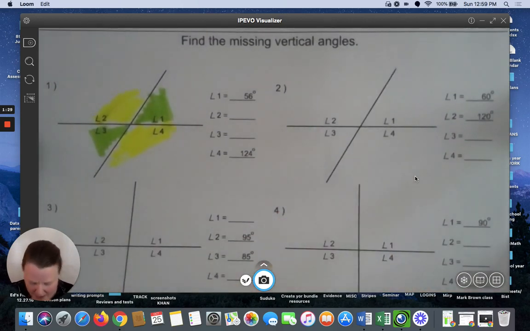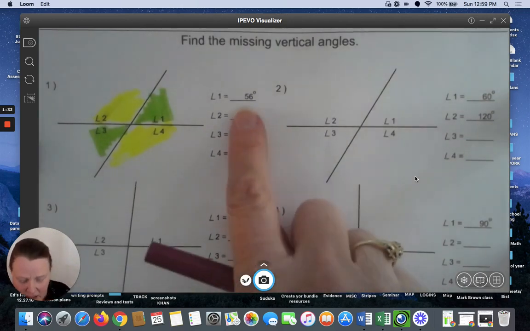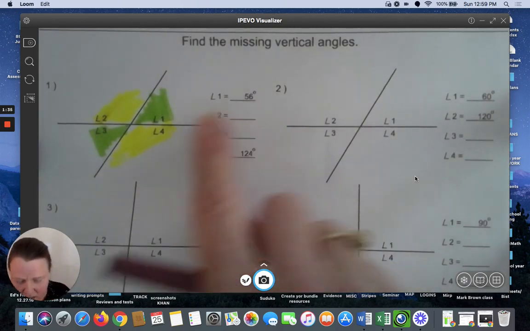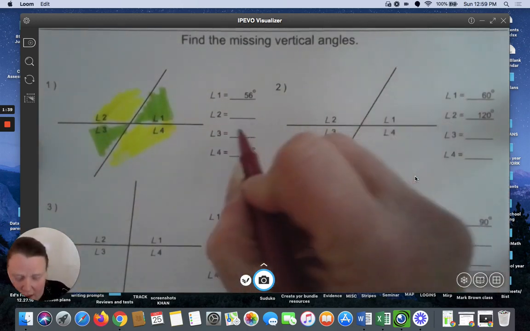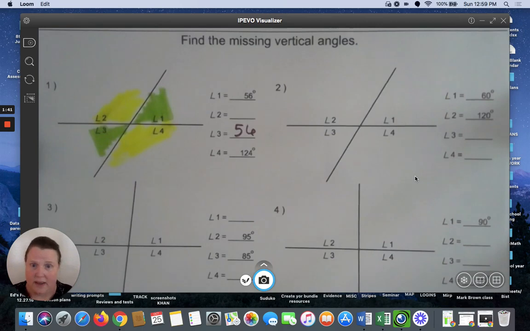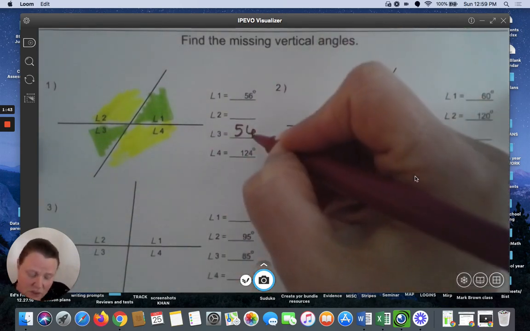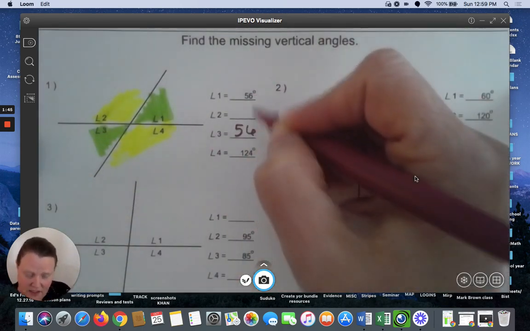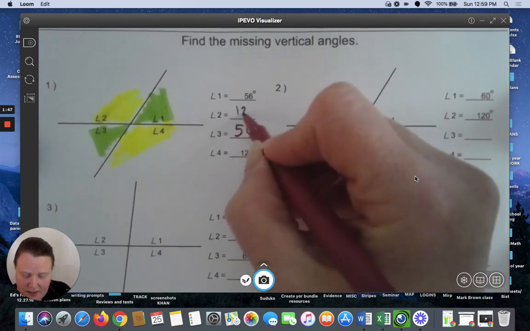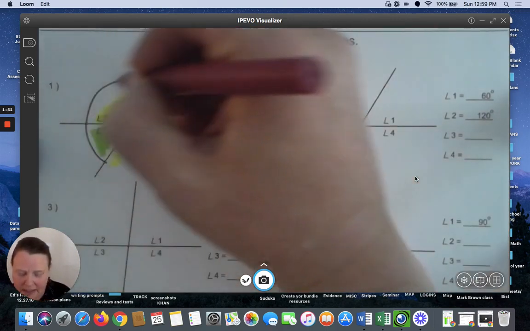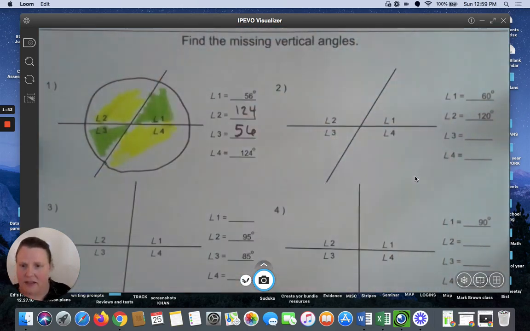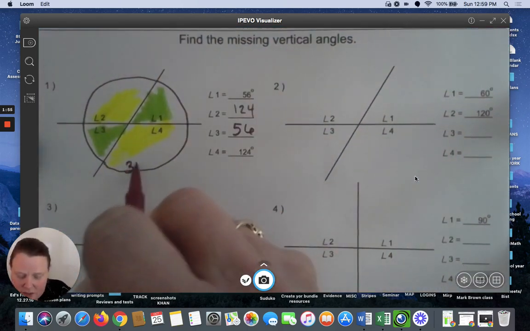But what I like about it is on this particular one, I don't even have to do any math. Because if I tell you that angle 1 is 56 degrees, then I know the other green one is also 56 degrees. So I can come down here and I can go ahead and just write the answer down. And then that means if this one is 56 and that one is 56, then the other two pairs have to be 124. And if you think about this, remember we have a complete circle going all the way around the outside. And we know that circles add up to 360.